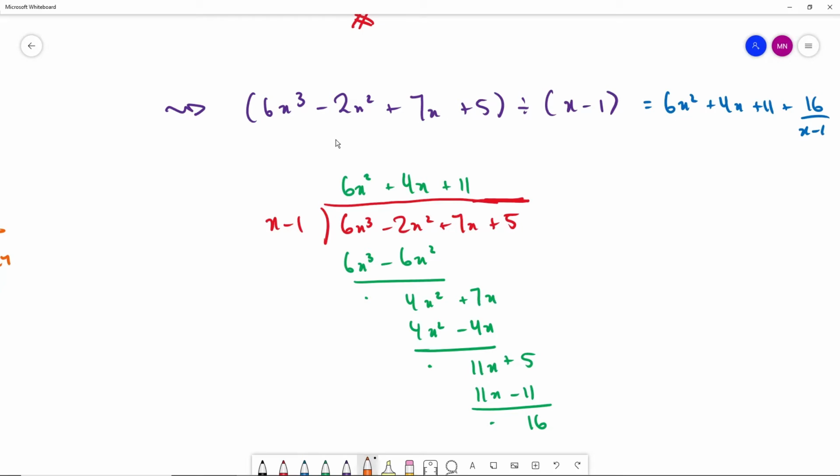Let's say if the question wants us to state what is the quotient that comes from the division. So the quotient q(x) is equal to 6x squared plus 4x plus 11, and the remainder is equal to 16.